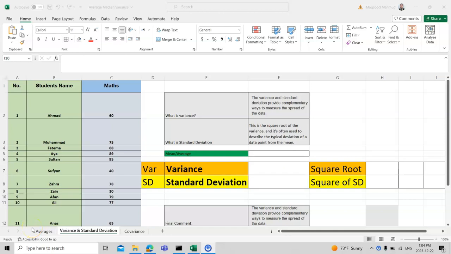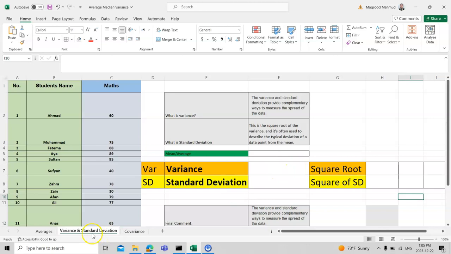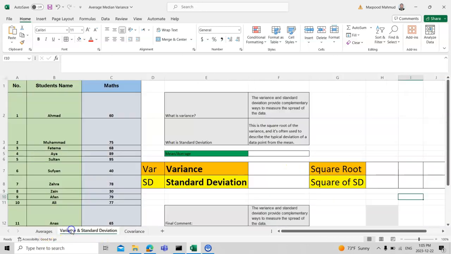Dear kids, today we will find how we can calculate the variance and standard deviation for our maths course. Let's suppose in the maths course we have these numbers, for example for Ahmad we have 60, for Muhammad 75, for Fatma 68, and we have 20 students over here. Last time we found the average, mean, and mode, but this time we will find variance and standard deviation.